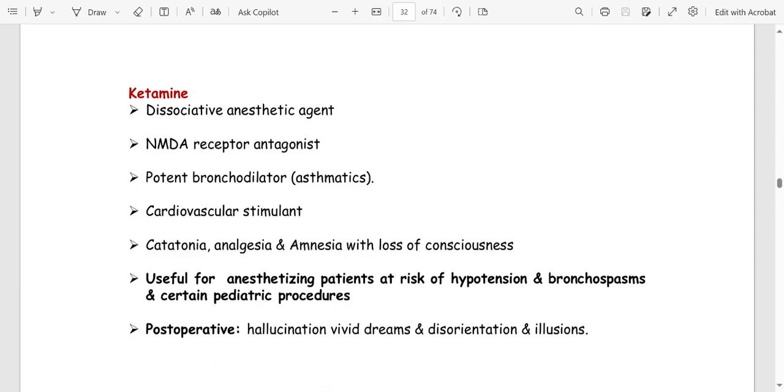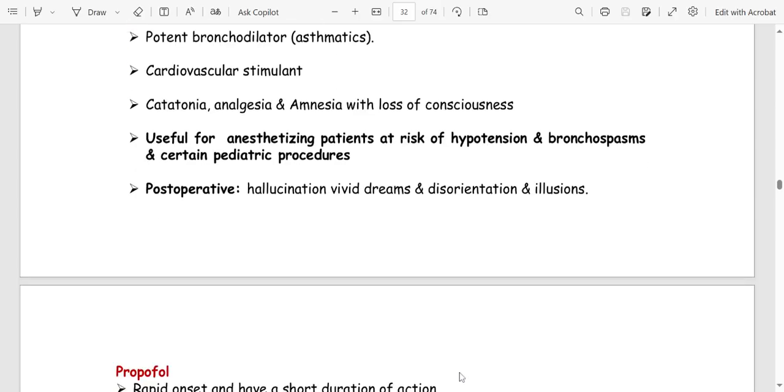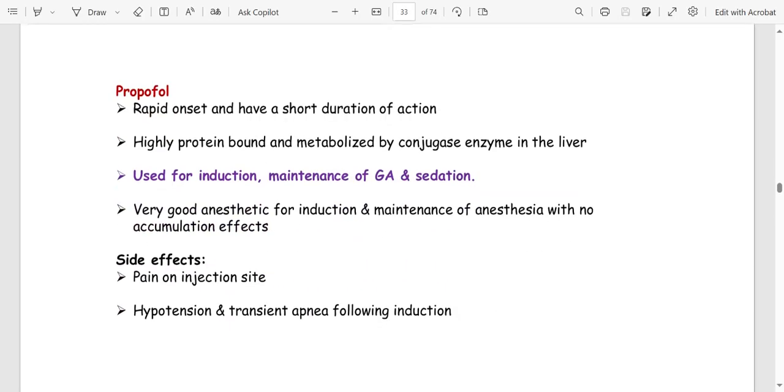And also post-operatively, it can cause hallucinations, vivid dreams, disorientation and illusions. So after someone uses ketamine, they're going to be having hallucinations. No, I'm seeing this one, I'm seeing this one. Those are hallucinations or bad dreams, or they become disoriented, or they are going to be having illusions.